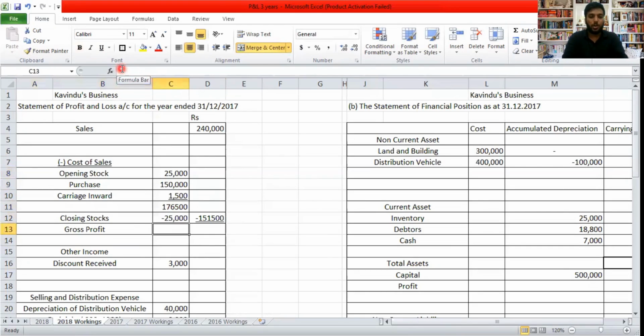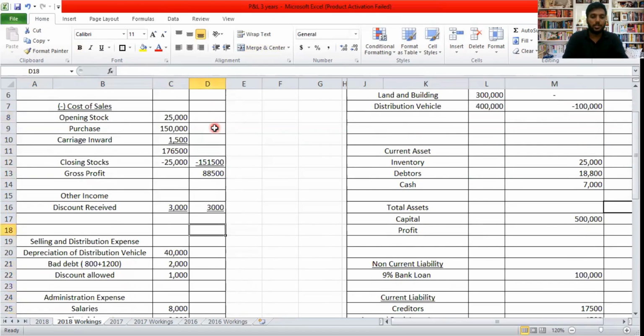Okay, so then we have gross profit. You deduct cost of sales from sales. So 240,000 minus 151,500 will give you 88,500. So I'll write here 88,500. You have discount received. I'll take this amount to this side. All the columns you need to add to the next side. So to 88,500 you will add this 3,000. When you add this 3,000 with 88,500, you get 91,500.